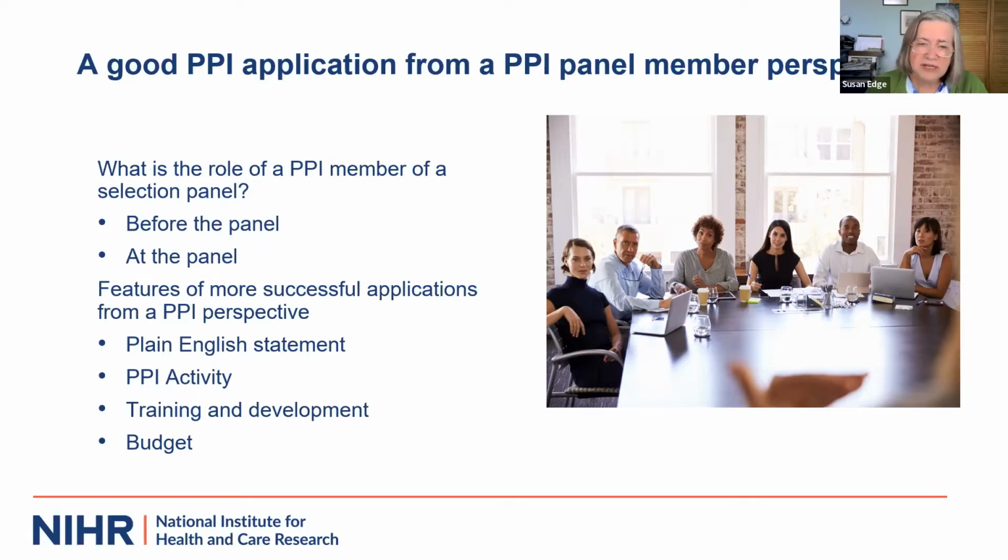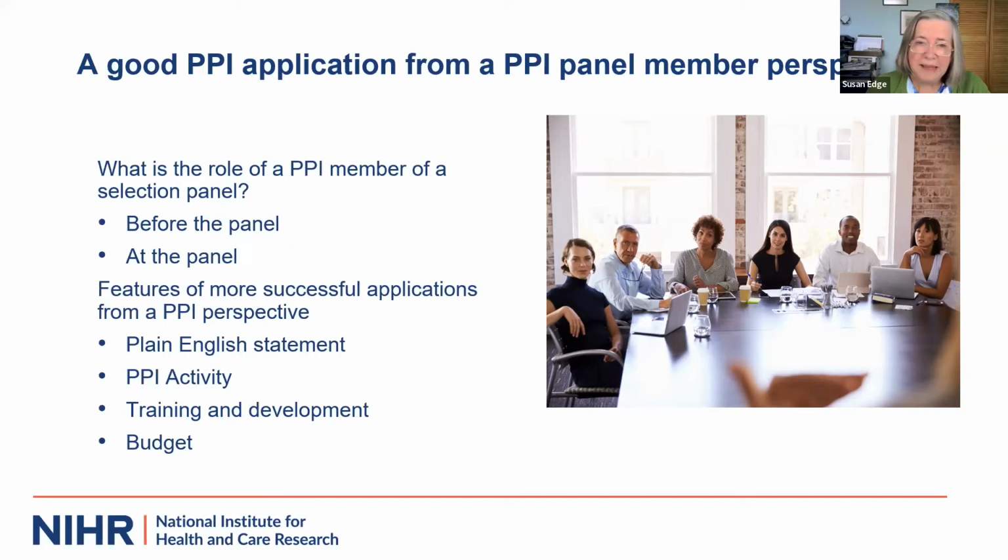So usually on a selection panel, there are 2 PPI members. And we have particular responsibilities in 2 areas of the application. Firstly, the plain English statement, and the other is the patient and public involvement section of your application. And I should say that although our assessment contributes to the overall scoring of your application, the PPI members actually have different criteria and judgments to the academic clinicians on your panel.